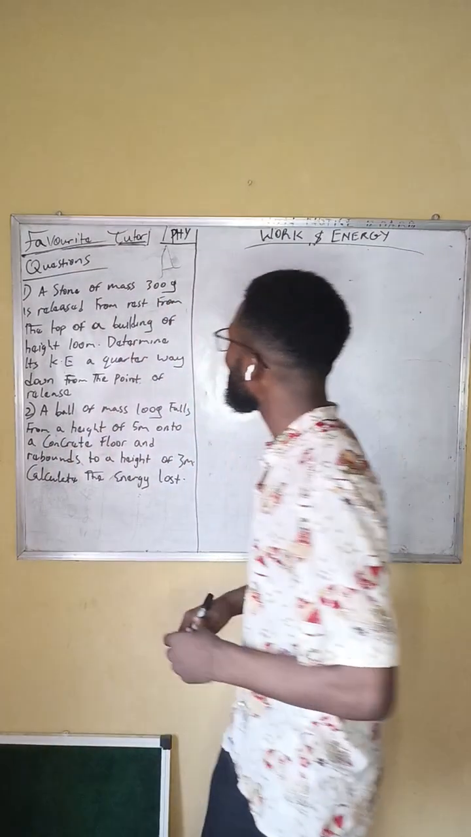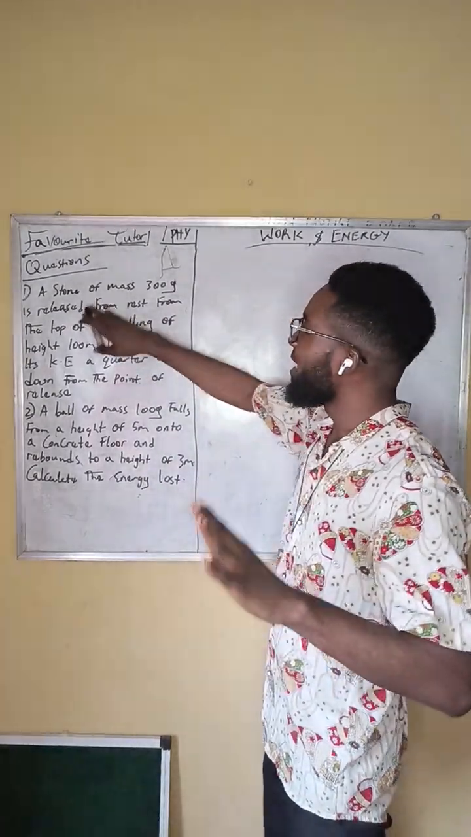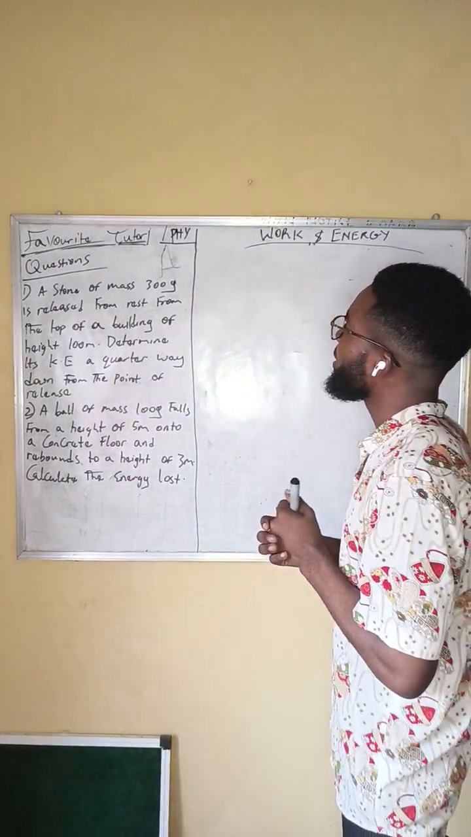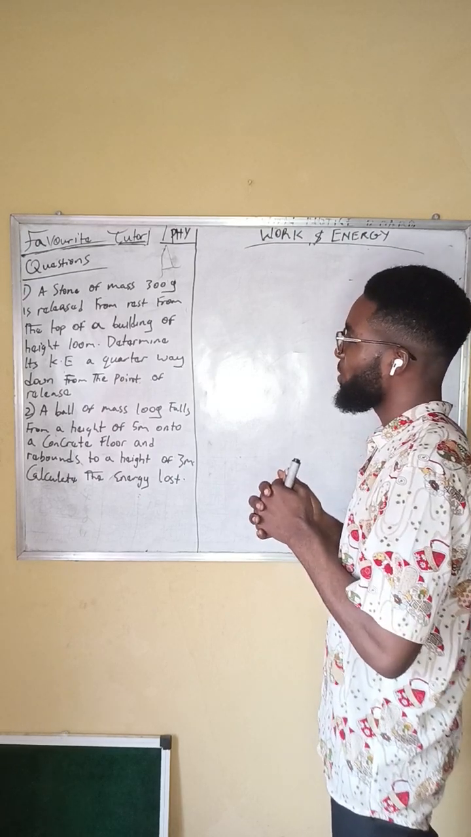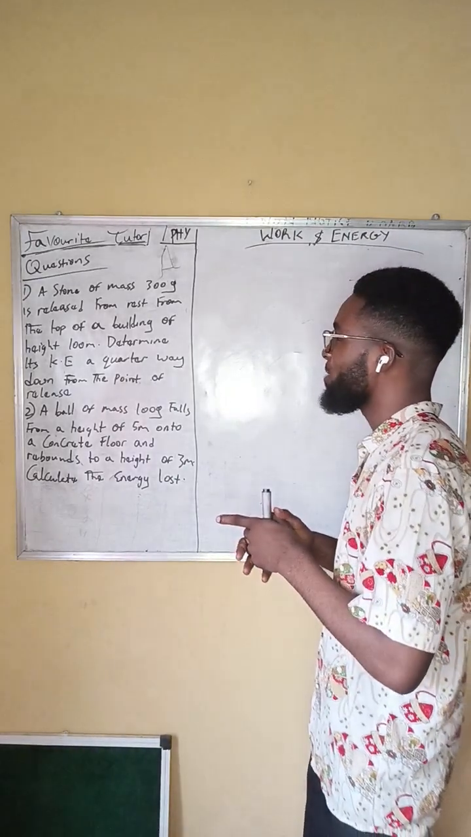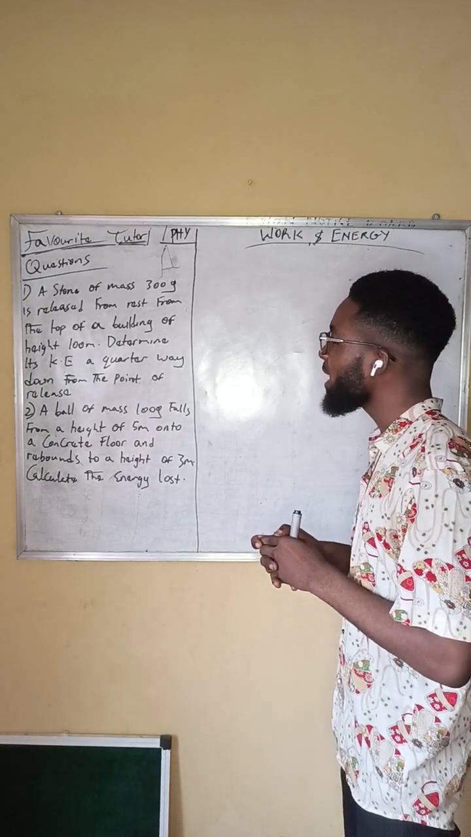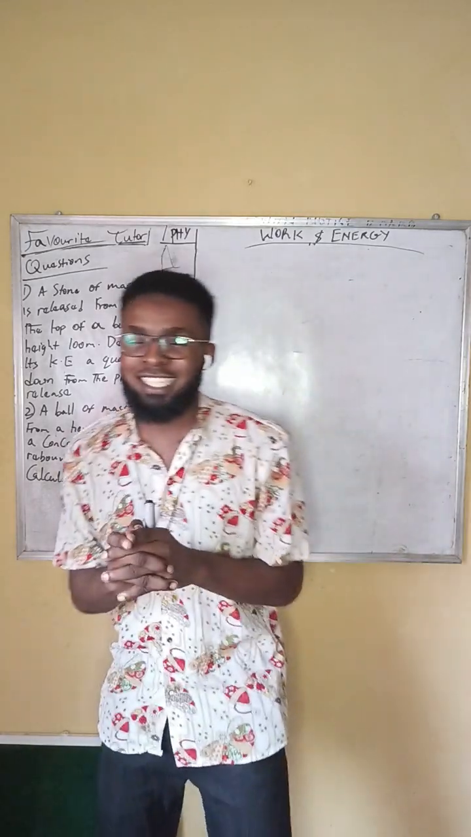Okay, what I have on the board are questions still under work and energy. We are going to solve a question. Look at this question. A stone of mass 300 gram is released from rest from the top of a building of height 100 meter. Determine its kinetic energy a quarter way down from the point of release.